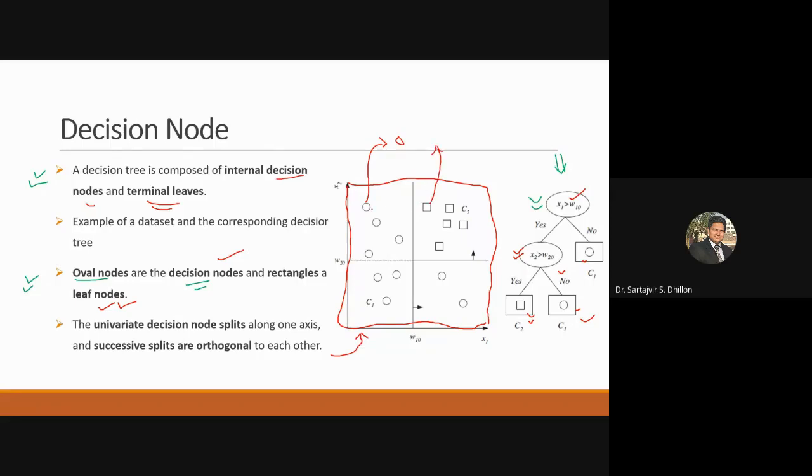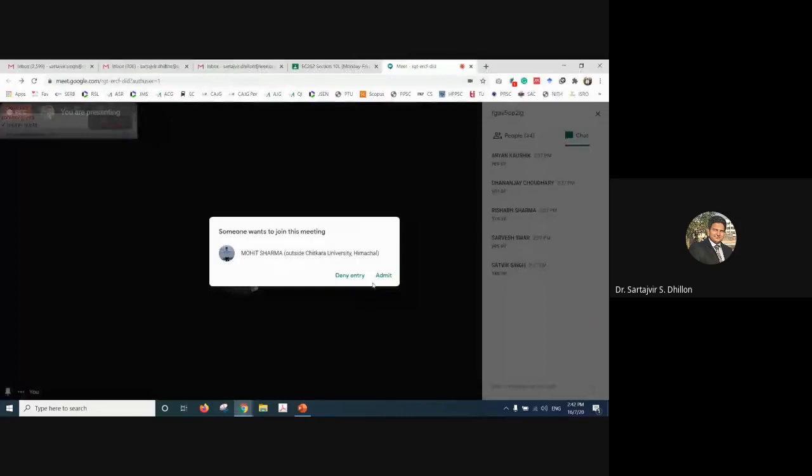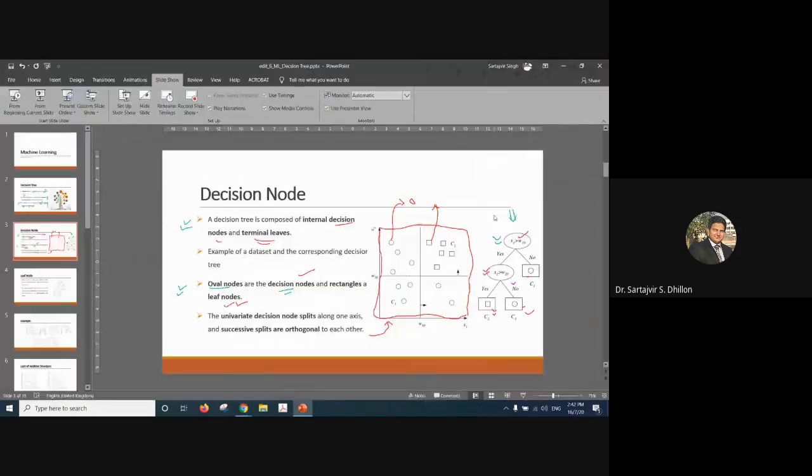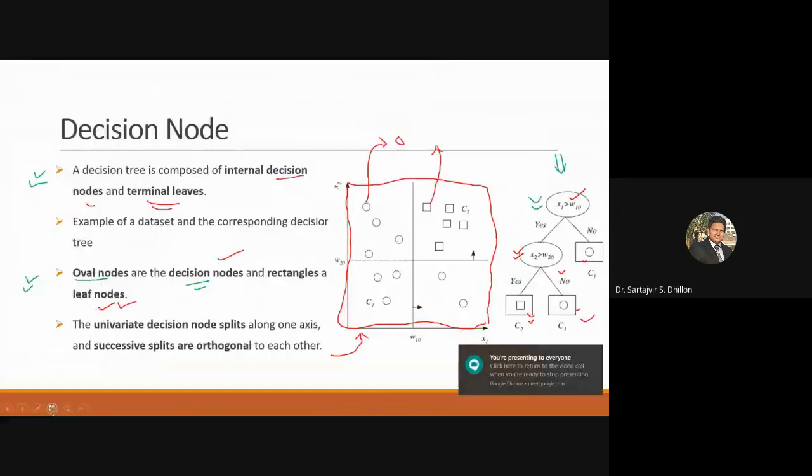Please don't correlate these circles and rectangles with the tree nodes. These circles and rectangles are just specifying the different classes. Here you can see there are a lot of circles and some rectangles, and the rectangles are known as C2, or labeled as class 2, and the circles are labeled as class 1.